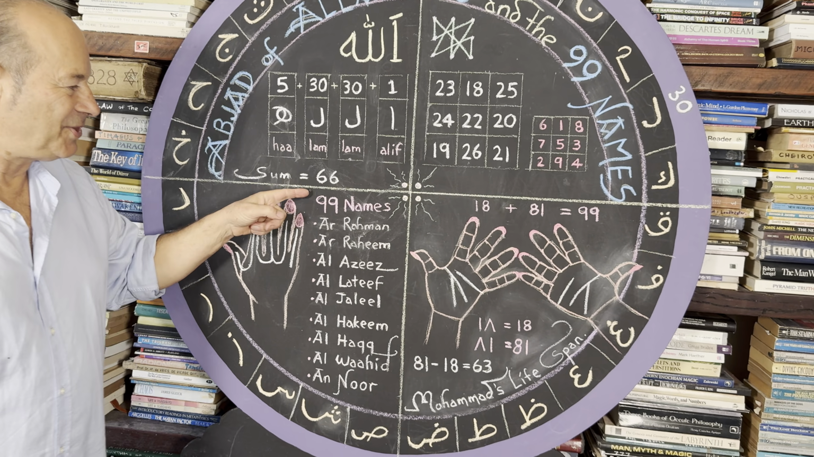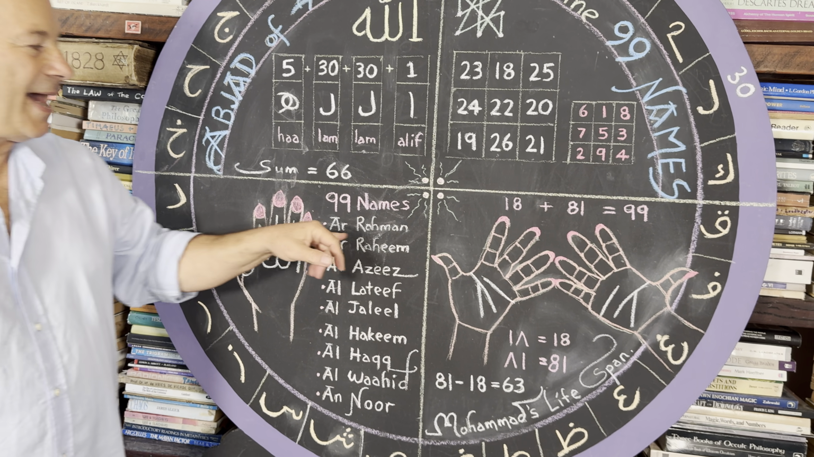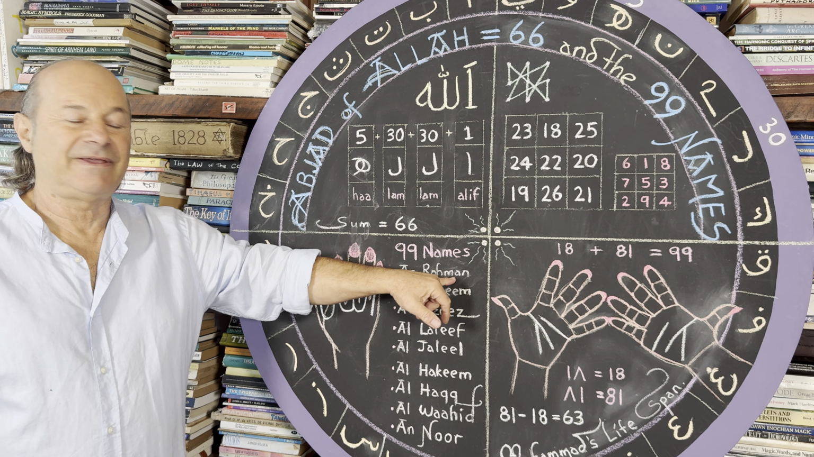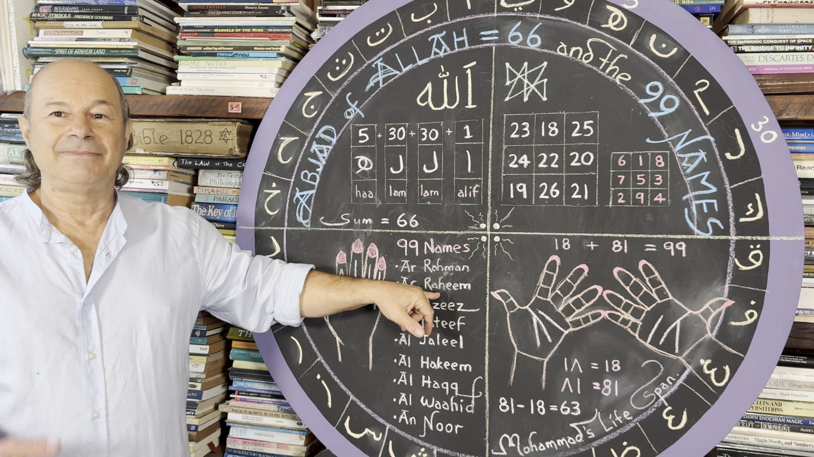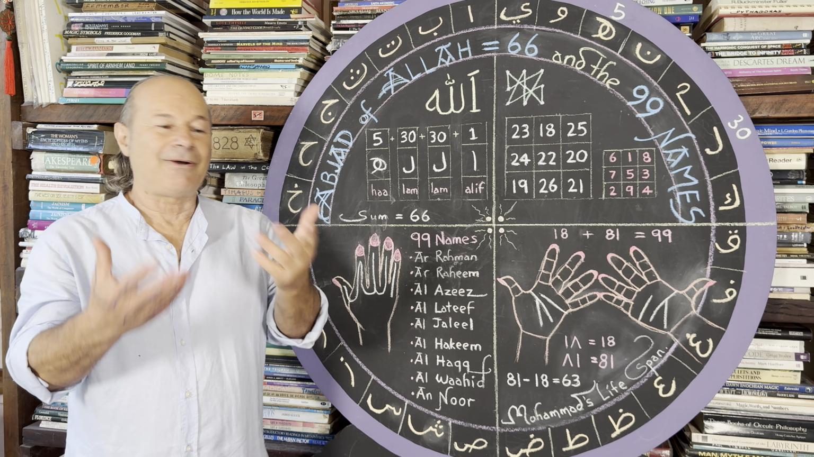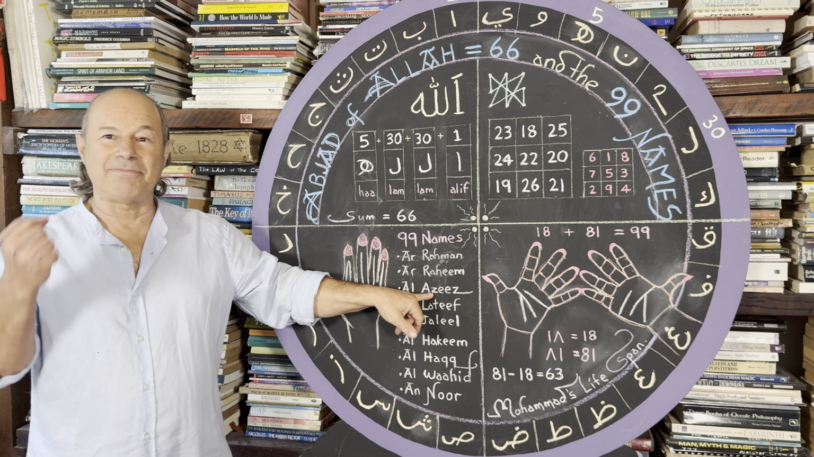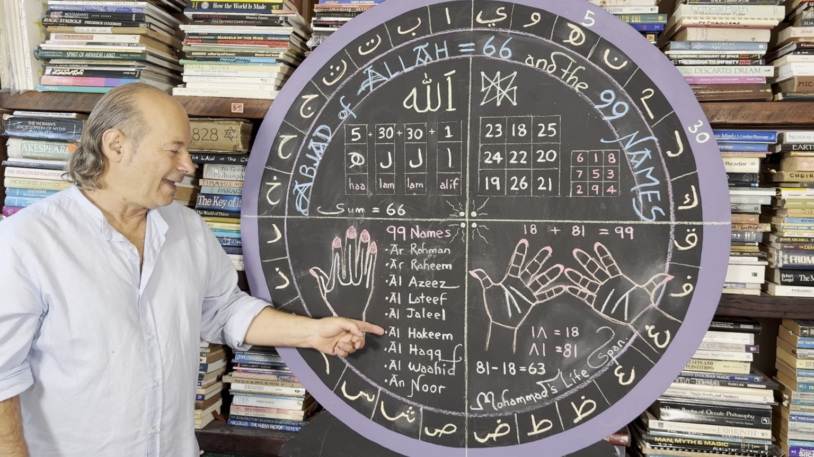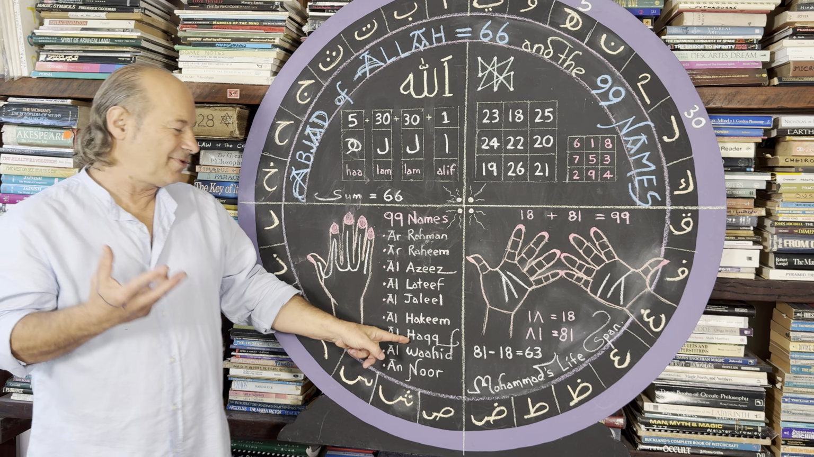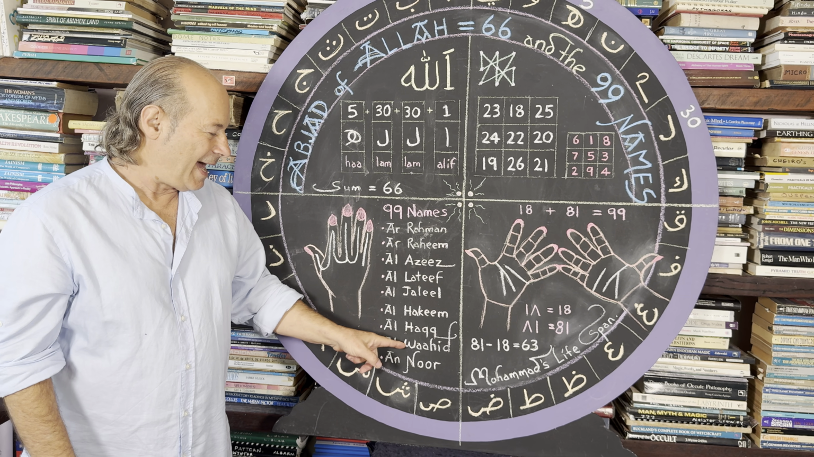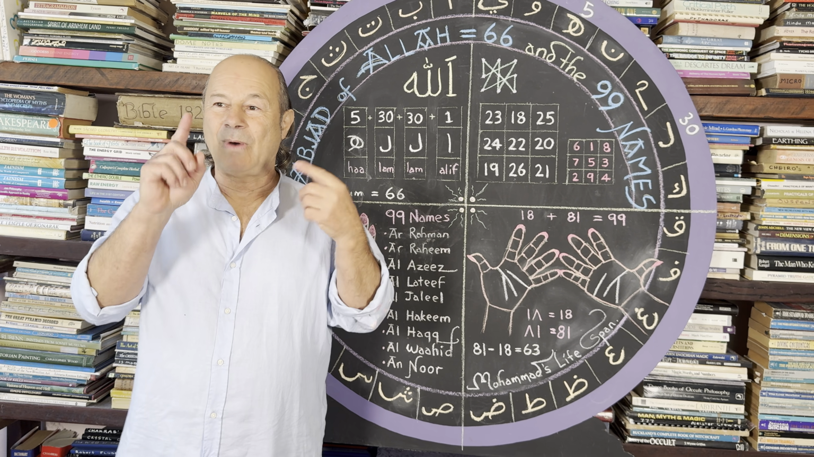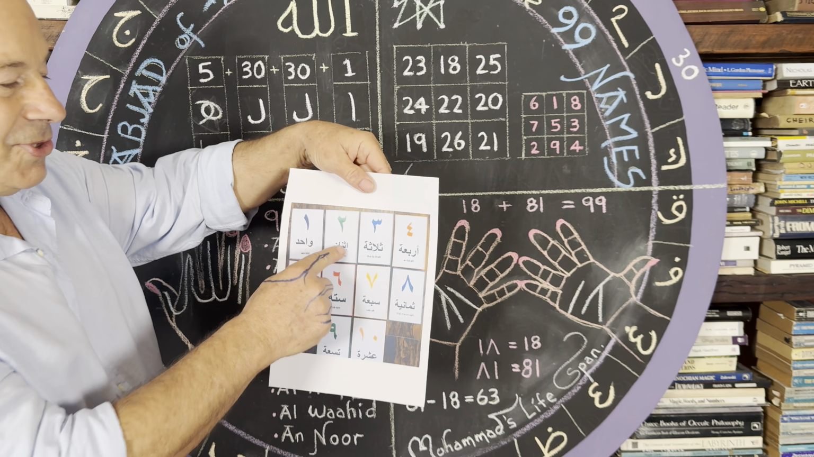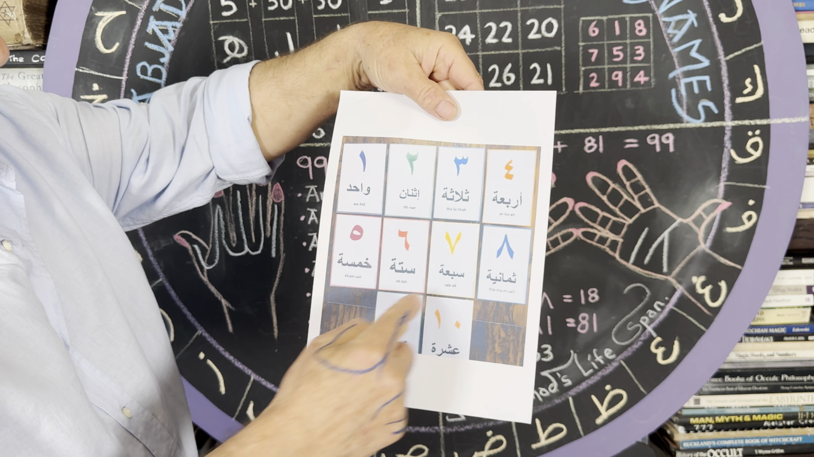So there are 99 names of Allah. Ar-Rahman is the giver of mercy. Ar-Rahim means the bestower of mercy. Al-Aziz means the mighty one. Al-Latif means the most gentle. Al-Jalil, Al-Hakim, Al-Haqq. Haqq is the truth, or the absolute truth. Al-Wahid, Wahid means when we go 1, 2, 3. So these are the numbers here, like when we go 1, 2, 3, 4, 5, 6, 7, 8, 9, 10.